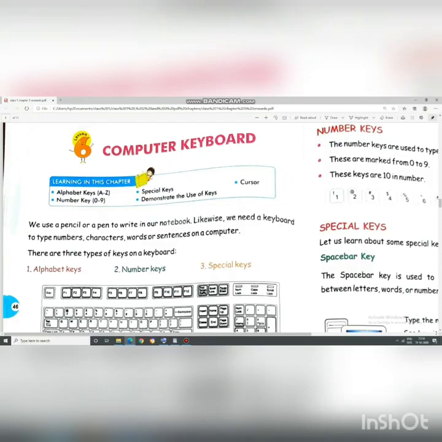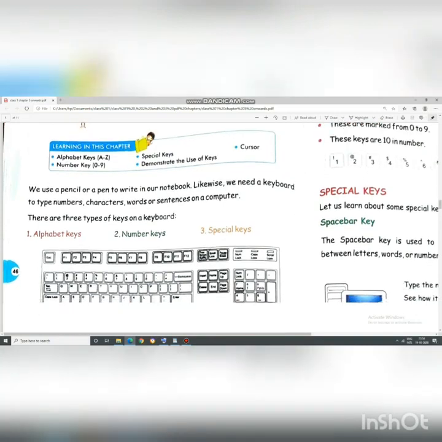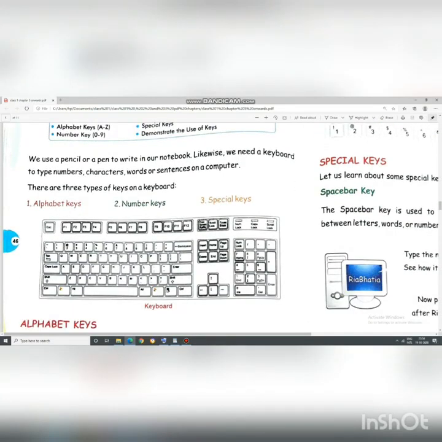What is a keyboard? A keyboard is an input device, a device through which you are able to type numbers, characters, words, or sentences on a computer. And when you type, the display is on the monitor. I hope you remember the monitor, and monitor is an output device, right? So let's see what is there in the keyboard.